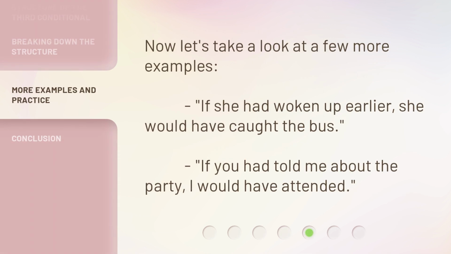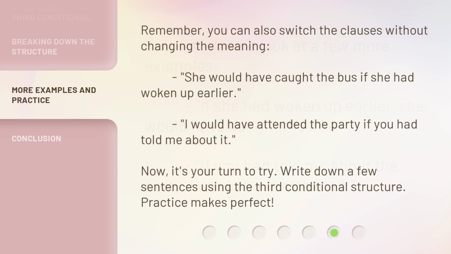Now let's take a look at a few more examples. If she had woken up earlier, she would have caught the bus. If you had told me about the party, I would have attended. Remember, you can also switch the clauses without changing the meaning. She would have caught the bus if she had woken up earlier. I would have attended the party if you had told me about it.